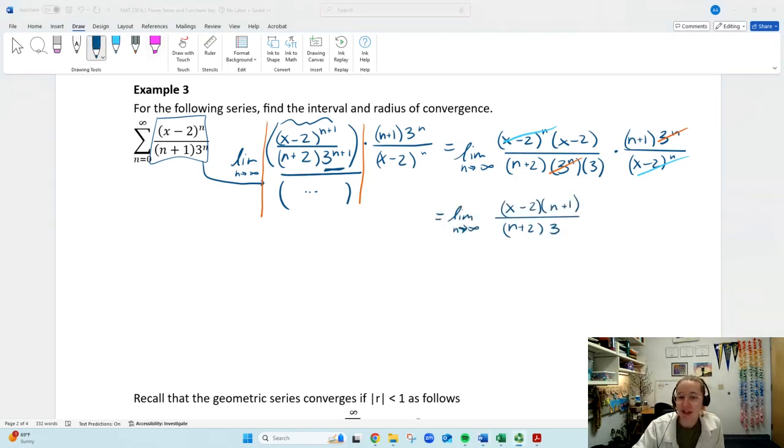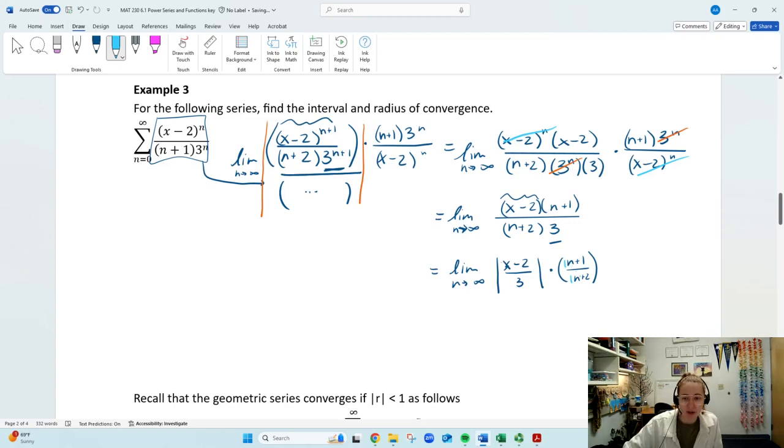To make this really clear, I'm going to put my n plus 1 and my n plus 2 together on the numerator and denominator, and then we're really thinking about the x minus 2, this term right here, and my 3. Those are like my coefficients out in front. My limit is as n is approaching infinity, so as this n plus 1 over n plus 2 gets bigger and bigger, it's going to approach the horizontal asymptote of 1. So really what I'm looking for is this chunk right here, my x minus 2 divided by 3.